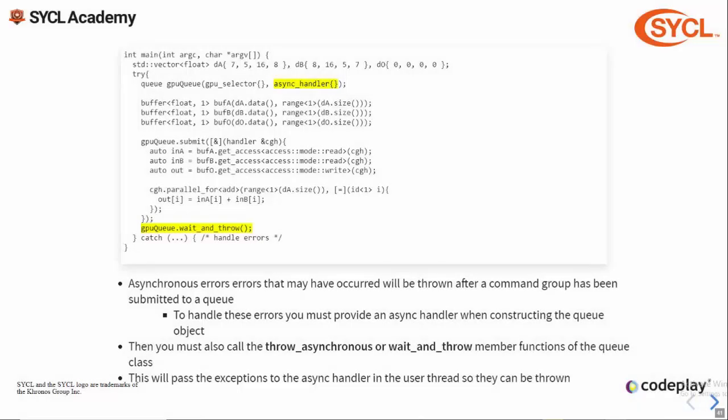Next, you must provide what is referred to as an async handler. An async handler is a callable, so a function object or lambda expression, which can receive asynchronous exceptions. This happens when you either call one of the queue's member functions, throw_asynchronous or wait_and_throw. The reason for having an async handler is that when an exception is thrown by the SYCL runtime, this is often in another thread, which means there's no way to communicate this to the user thread. So having a callable which can handle asynchronous exceptions, invoked when the user calls one of the above functions, these exceptions can then be processed and potentially rethrown into the user thread.